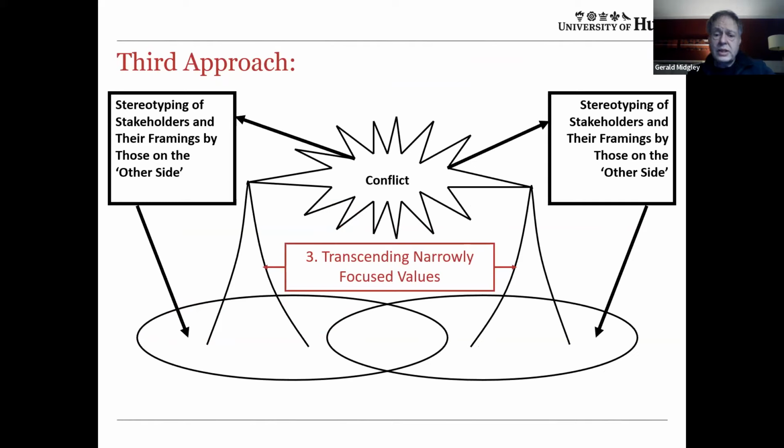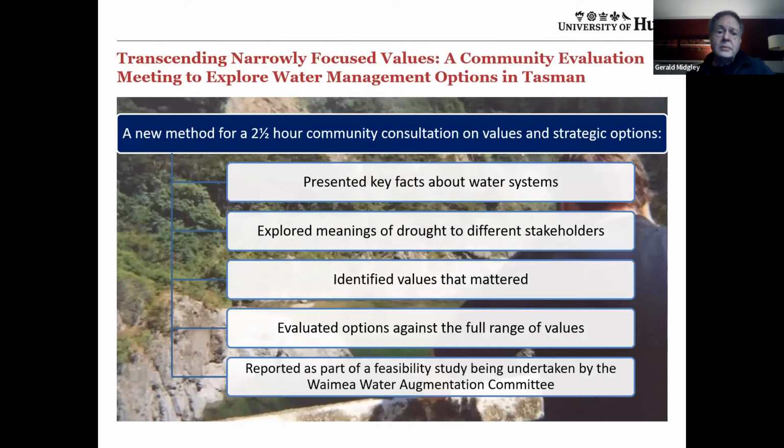approach here, which is around transcending narrowly focused values. In this case, I'm going to only show one case study in the interest of brevity, because I think my time's going to come to an end soon. This is a case where, again, it's a situation where a group of farmers wanted to build a dam, and they wanted us to do a feasibility study for that dam. But we said we wouldn't do that if they take as a starting point that they must have a dam. Why don't we open up the possibility that there could be other options?